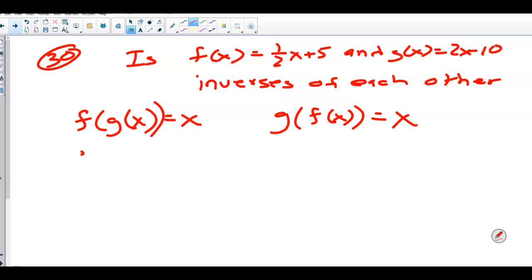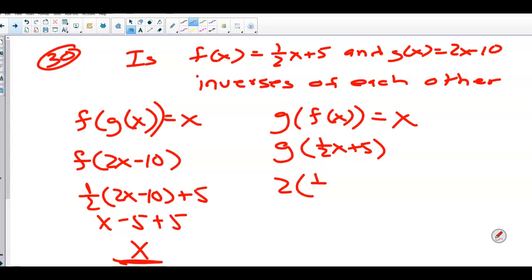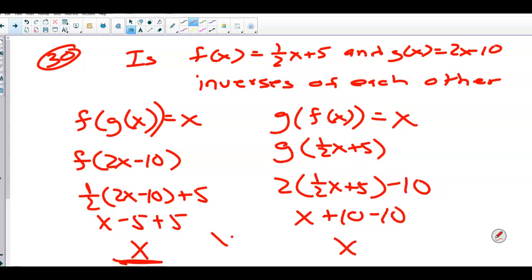F of g of x. So f of 2x minus 10. 1 half times 2x minus 10 plus 5. That becomes x minus 5 plus 5. That equals x. G of f of x, 1 half x plus 5. Well, 2 times 1 half x plus 5 minus 10. 2 times 1 half is x. Plus 10 minus 10, we get our x back. So I would say yes, they are inverses of each other, because when you do a composition of them, you get x back.